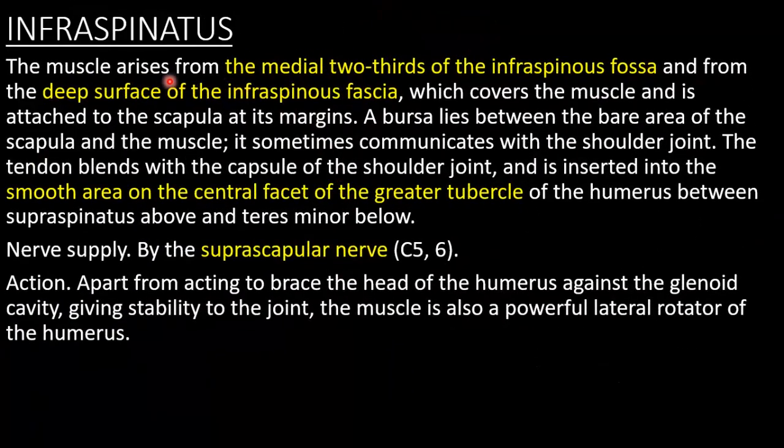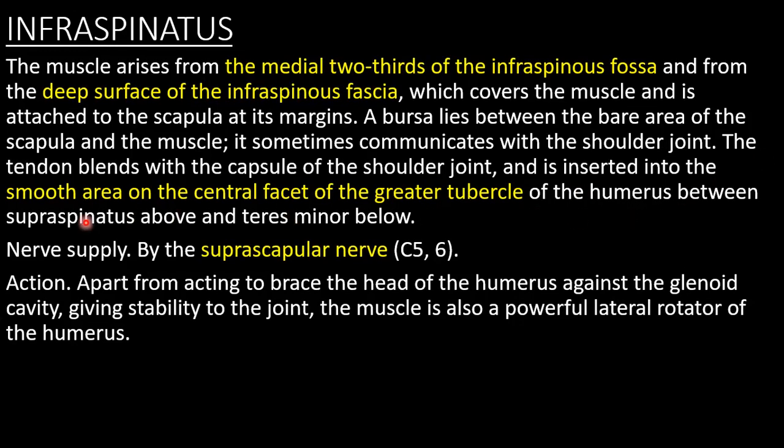Now, infraspinatus arises from the medial 2/3 of infraspinous fossa and from the deep surface of infraspinous fascia, which covers the muscle. There is usually a bursa which lies between the bare area of scapula and this muscle, and that bursa can communicate with the synovium of the shoulder joint cavity. Now, the tendon usually blends with the capsule of the joint, and it is inserted into a smooth area on the central facet of greater tubercle.